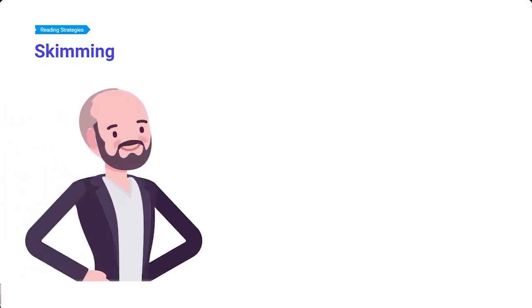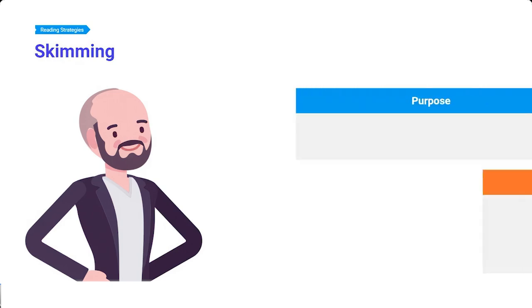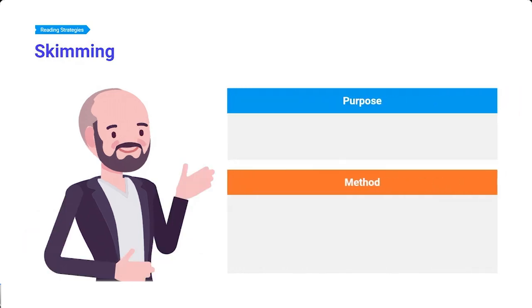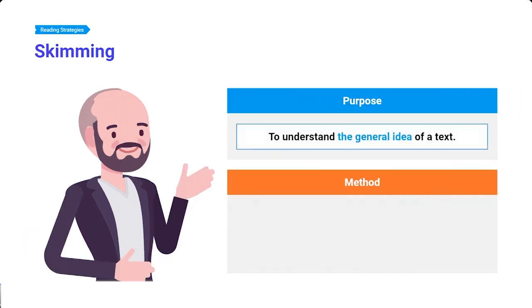In order to develop your reading skills, we recommend becoming familiar with some important reading strategies. The reading strategy we are analysing in Module 1 is called skimming. We use this strategy to understand the general idea of a text, not for the specific details.